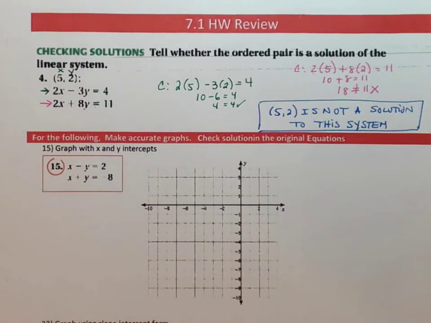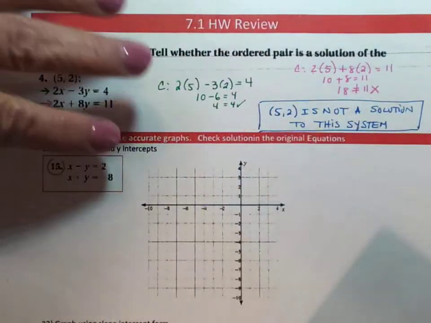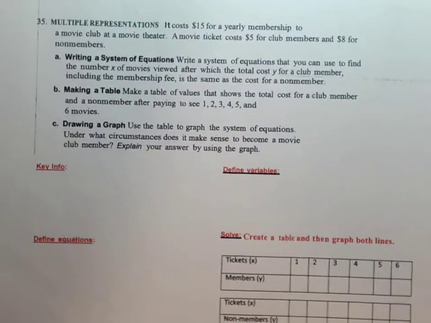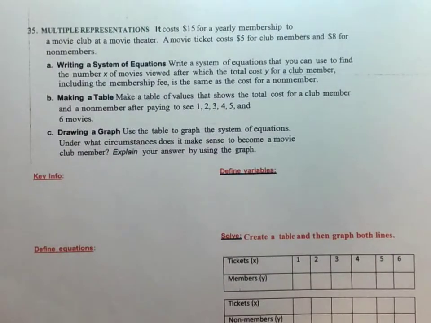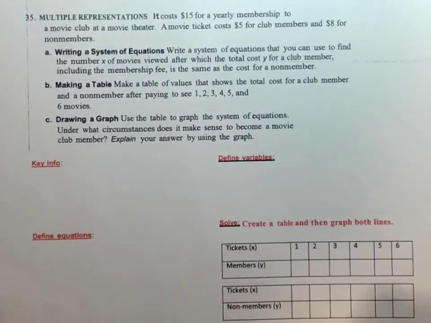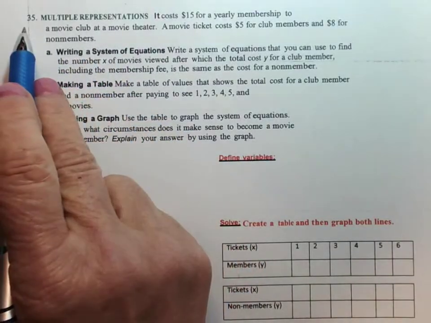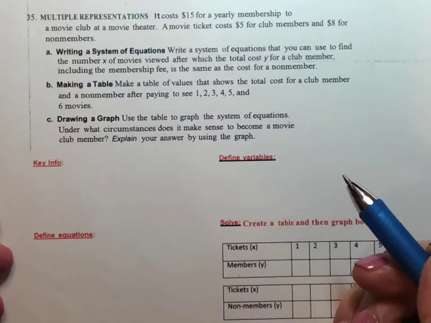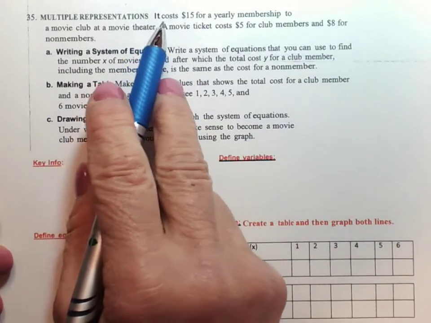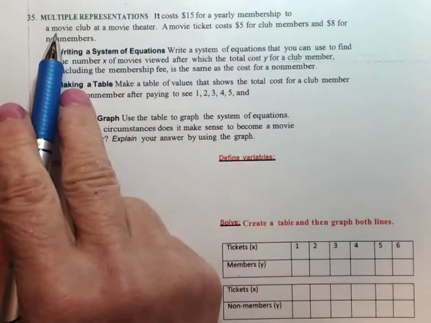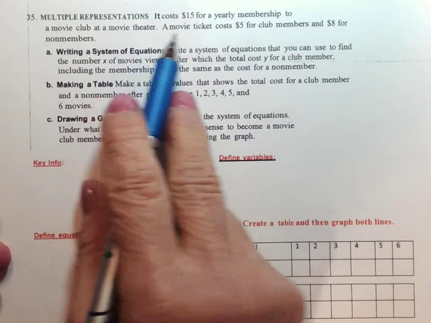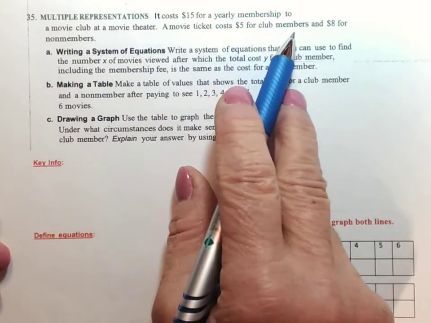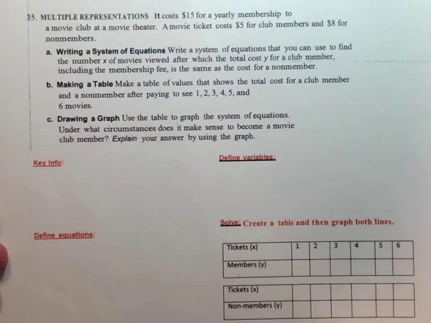Now, in this chapter, we're going to be doing a lot of word problems. So I'd like to spend some time reviewing them. We've done them before. Here we have a problem from the book, and the problem is it costs $15 for a yearly membership to a movie club at a movie theater. A movie ticket costs $5 for club members and $8 for non-members.